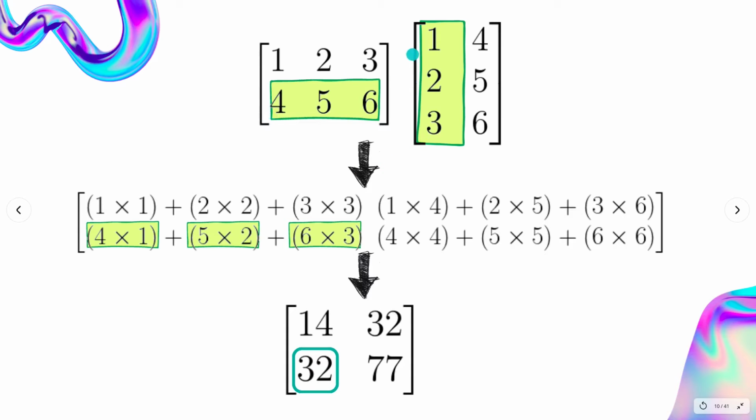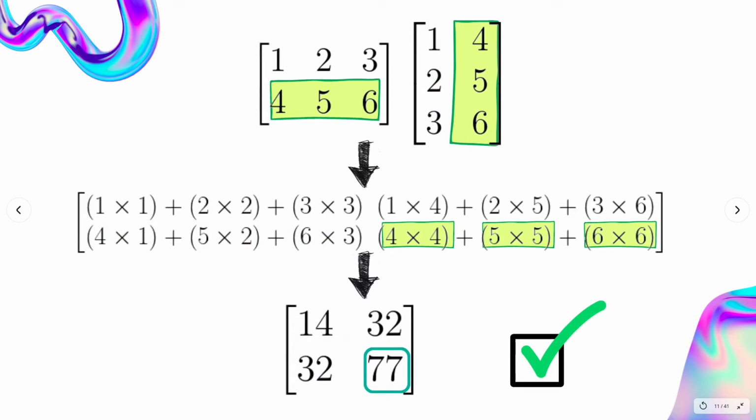In this case it will be 4 times 1 plus 5 times 2 plus 6 times 3, and you'll be getting 32. And the same logic when applied to the last element, which is the 2 2 element, you'll be getting 4 times 4 plus 5 times 5 plus 6 times 6, which is 77. So this is how you will actually take two matrices and multiply them. This logic can be extended without loss of generality across all matrices if and only if they satisfy the compatibility criterion that we discussed before. So I hope the matrix multiplication is clear.